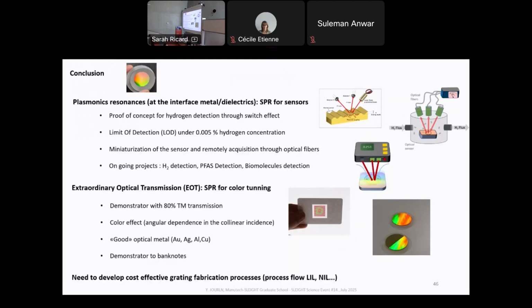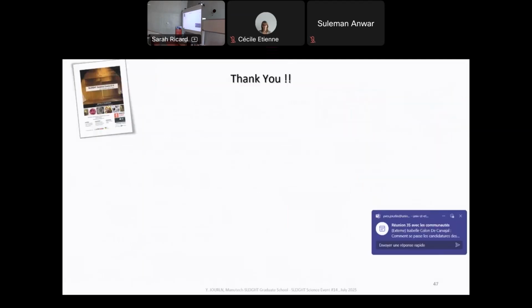I did not speak about grating fabrication process. I think it's very important to also address this aspect, because it's important to have very good grating fabrication processes, and I'm convinced that it's good to work on nano-imprint lithography to have low-cost processing. And I would like to thank you.